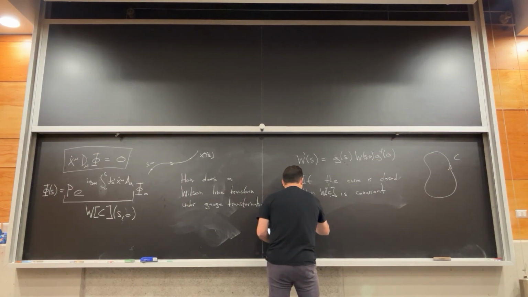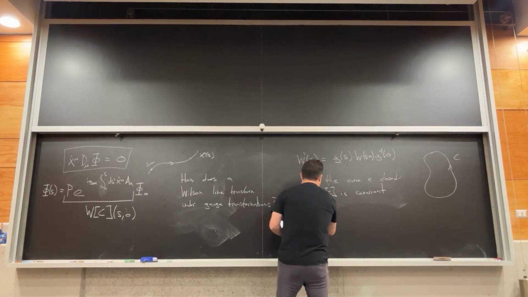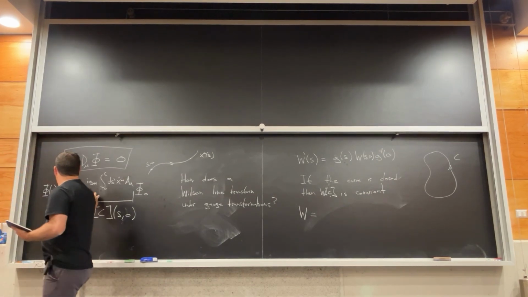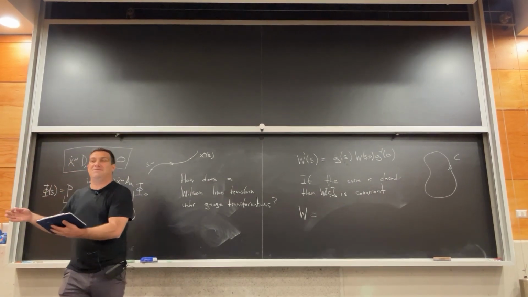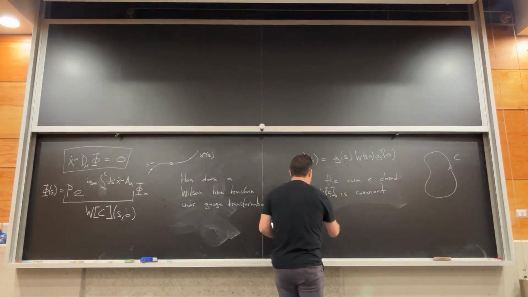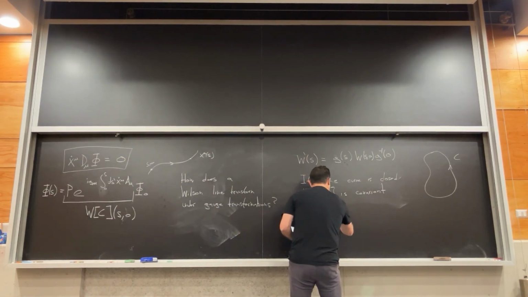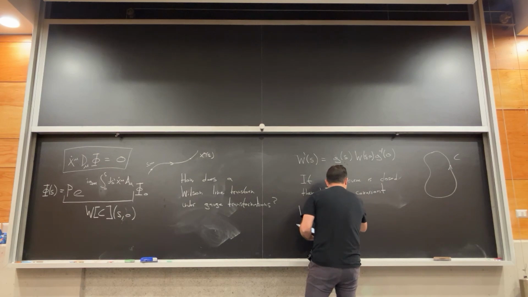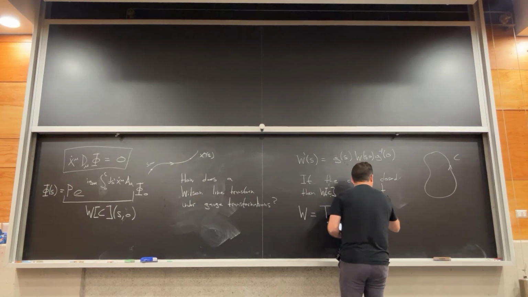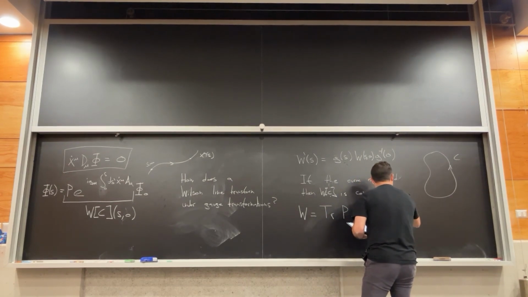So finally, I'm abusing notation here because I already used W for this guy. I'm going to use W again for the trace of that guy. Okay, so sorry for the notation, but I'm going to take a trace here of the path ordered exponential of i G in mils, and now I get a closed curve.